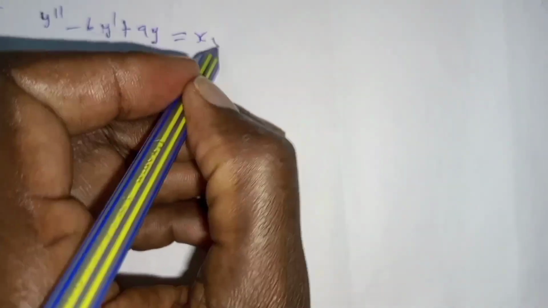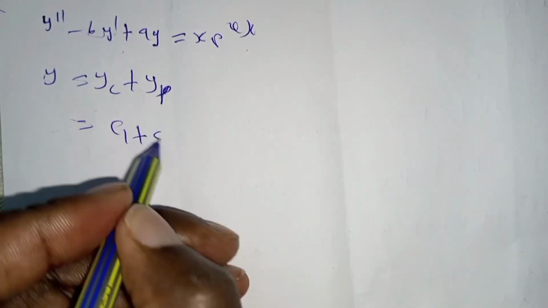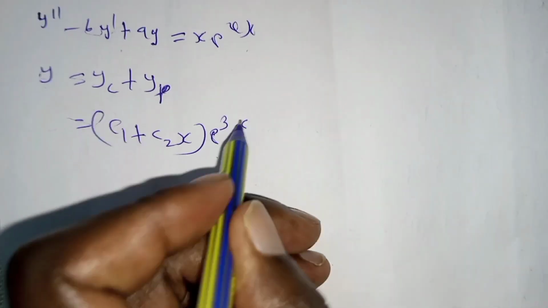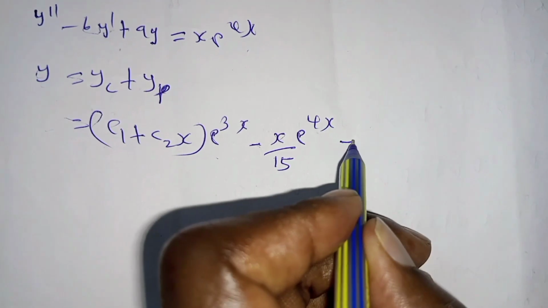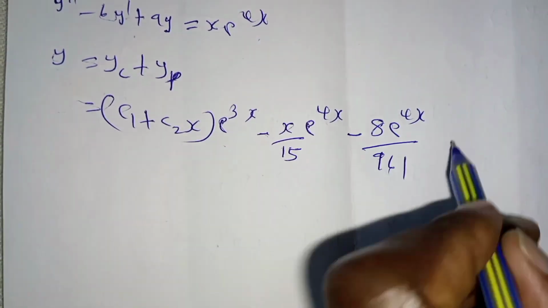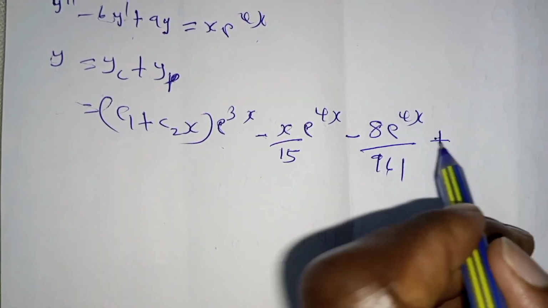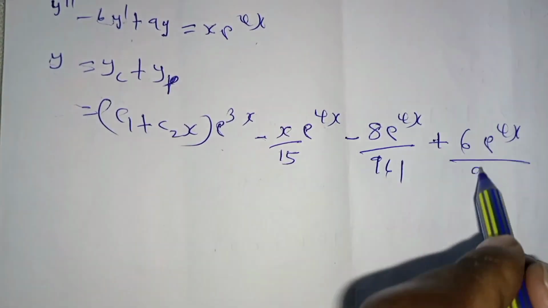So the solution of the given ODE, which was y double prime minus 6y prime plus 9y is equal to x exponential 4x, our y will be given by y complementary plus y particular, which is equal to c1 plus c2x multiplied by exponential 3x minus x over 15 exponential 4x minus 8 exponential 4x divided by 961 plus 6 exponential 4x divided by 961.